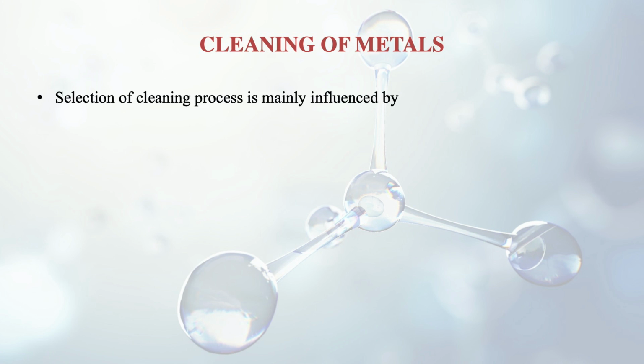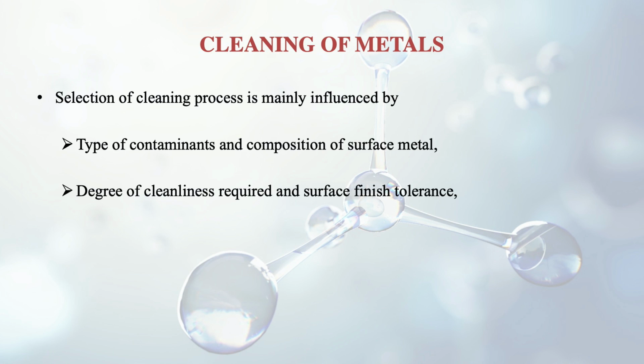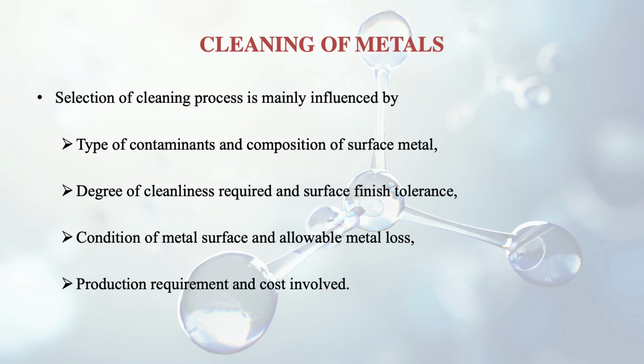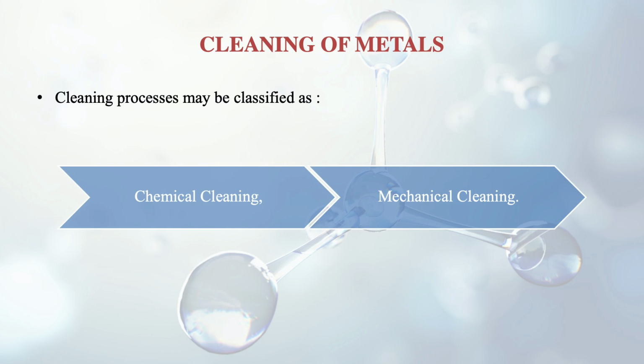Now, how do we select the cleaning process, and how is it influenced? It is mainly influenced by the type of contaminants and the composition of the surface metal, then by the degree of cleanliness required, and the type of surface finish tolerance that we want. Further, it depends on the condition of the metal surface and the allowable metal loss, meaning how much loss of metal we can allow, then on the production requirement, and finally on the cost as well. Cleaning processes are generally classified into 2 types: chemical cleaning and mechanical cleaning.